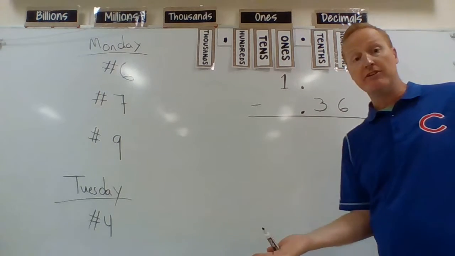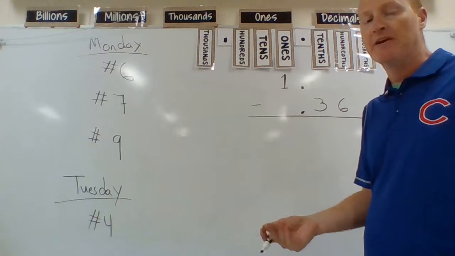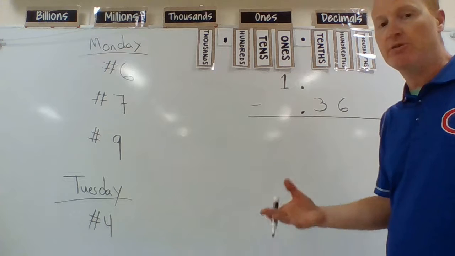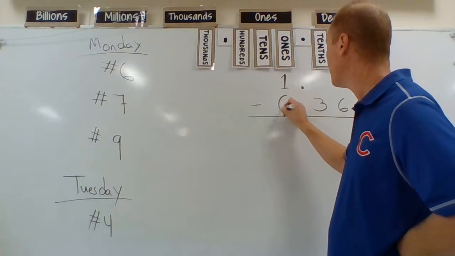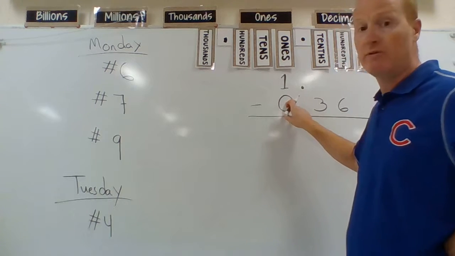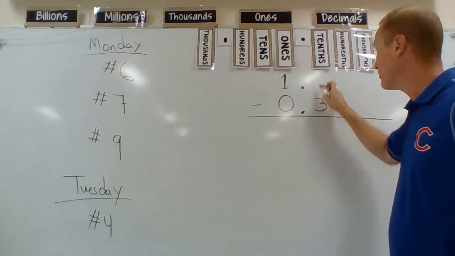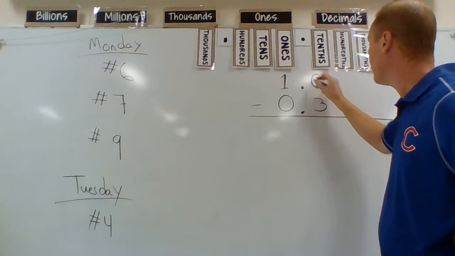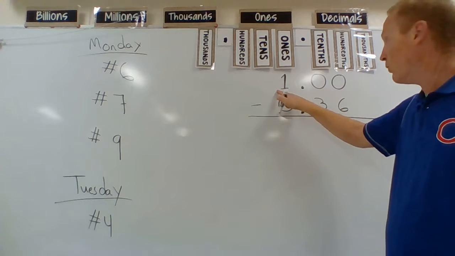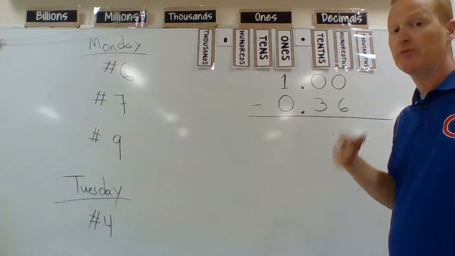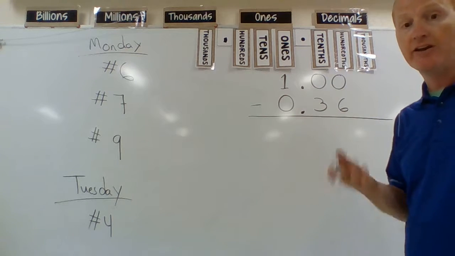So the other thing that we need to do that we've been learning about is putting zeros in to hold the place value. It's not so important in addition, but it is essential in subtraction. So I'm just going to go ahead and fill in the missing. There's no digit in the ones place, so I'm going to go ahead and put a 0 there to hold it. And then I'm going to put zeros up here in these place values. I didn't change the value of 1. It's still 1. It's 1.00. That equals 1.